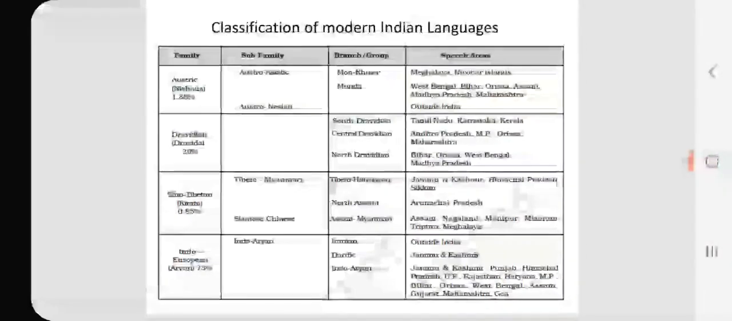If we see the classification of modern Indian languages, there are 4 linguistic families in India. They are Austric, Dravidian, Sino-Tibetan, Indo-European. They have many subfamilies. The Austric family has 2 subfamilies, Austro-Asiatic and Austronesian. The Sino-Tibetan is Tibeto-Myanmari and Chinese. And the Indo-European family has a subfamily of Indo-Aryan. If we see the table, you will know the areas of different types of language families.